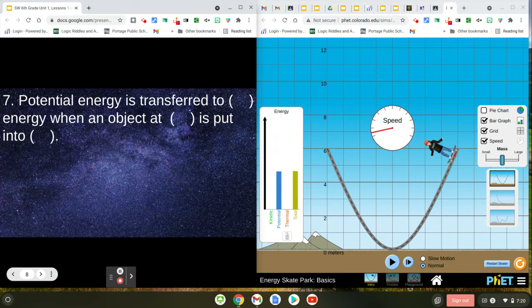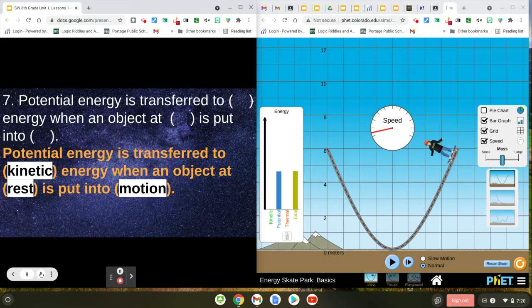All right, potential energy is transferred to what kind of energy? When an object at rest is put into motion, potential energy is transferred to kinetic energy. So potential energy is when an object is not moving, but it does have the potential to move. It's got stored up energy. It's at rest, but it's got some stored up energy due to gravity, or stretching something back, which gives it potential energy. And when the object is put into motion, that's when the energy is transferred to kinetic.